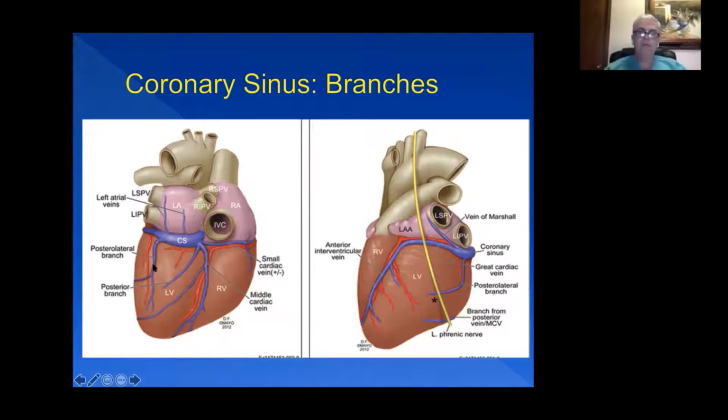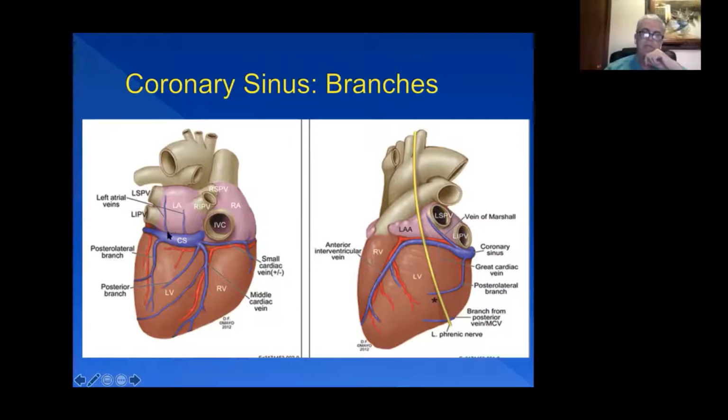Other branches, we call posterior or posterior lateral branches. That's usually the place where we target to place the left ventricle lead in a biventricular pacemaker and biventricular ICD. And there is a vein here that comes off and runs between the pulmonary veins and the left atrial appendage. We call it the vein of Marshall, or the oblique vein of the left atrium, and we'll talk more about that. The origin of that vein usually demarcates the beginning of the great cardiac vein and the end of the coronary sinus.